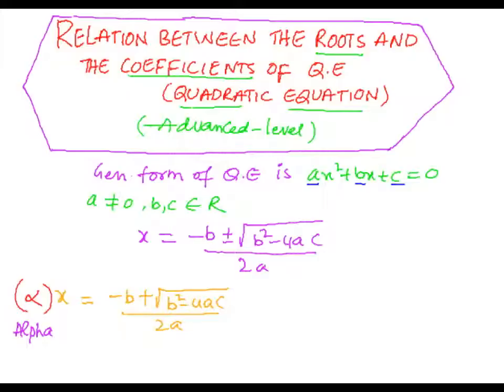Then now the second root. Once I have taken the positive sign, I got one root, whereas to get the other root, I have to take the minus sign. So minus b minus root of b square minus 4ac overall divided by 2a is the other root, which I am going to assume as beta. So here beta is the other root. There are two roots, but the first relationship which we are going to find out between the roots and the coefficients of the quadratic equation is the sum of the roots.